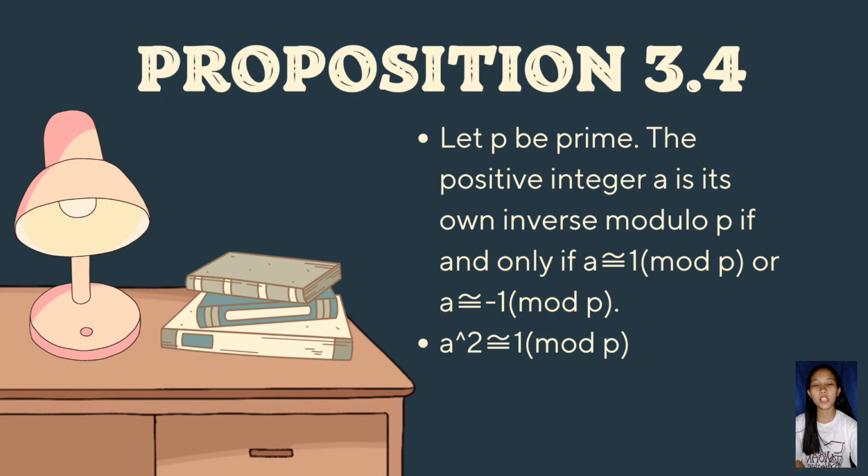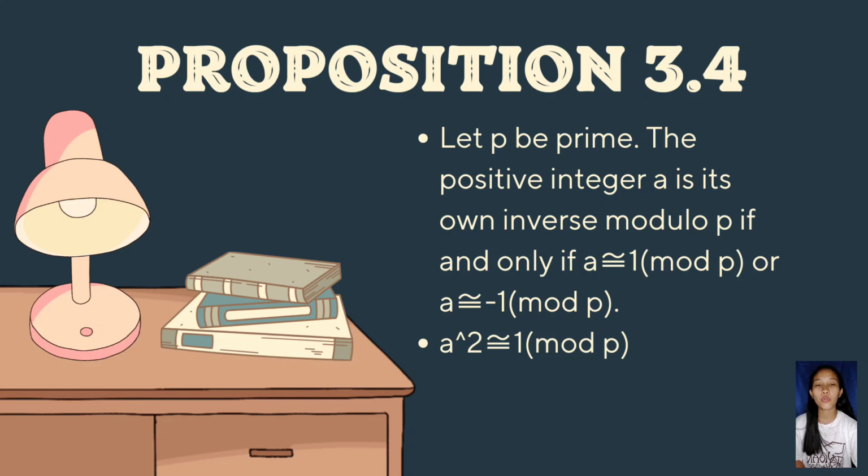So the last one is Proposition 3.4. So let P be prime. So any number basta prime siya. So the positive integer A is its own inverse modulo P if and only if A is congruent to 1 mod P or A is congruent to negative 1 mod P. So if A is congruent to 1 mod P or A is congruent to negative 1 mod P, then A squared is congruent to 1 mod P, so that A is its own inverse modulo P.